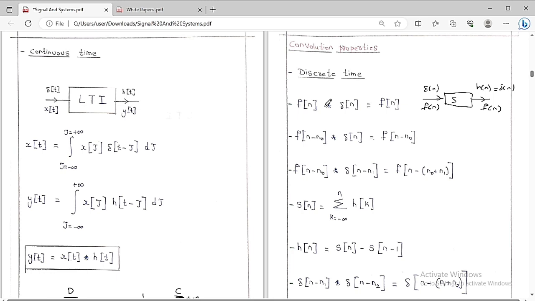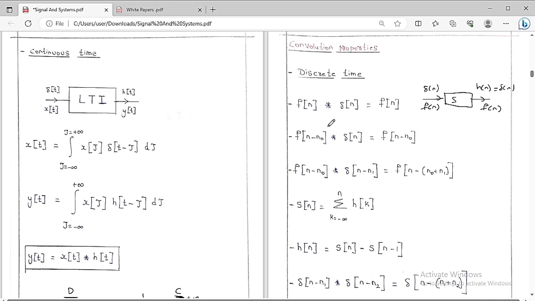Whenever we are doing a convolution with respect to the unit impulse, the same signal is what we get back, f of n. So f of n convolution delta of n is equal to f of n. Then f of n minus n naught convolution delta of n, the same signal that we are going to get, just f of n minus n naught.